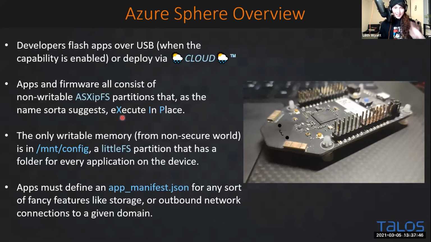But it can execute, and so it's a special type of partition called an XIP partition, such that it doesn't actually load this flash memory into RAM when it executes. It executes it straight from the flash, which is why it's called execute in place. It's pretty neat. The other thing that is really neat about it is that the only writable memory on the device is in a particular partition, /mount/config.